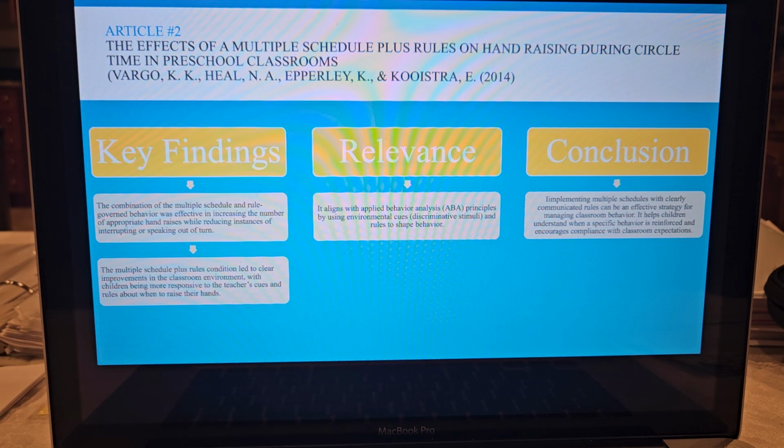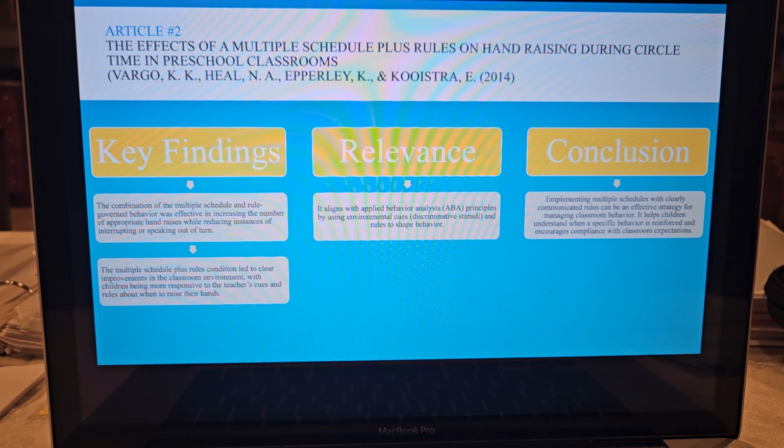The next study, the effects of multiple schedule plus rules on hand raising during circle time in preschool classrooms. This study aimed to increase appropriate hand raising behavior, so by hand raising, waiting to ask for permission, by implementing a multiple schedule with rules in place during circle time. The focus was on distinguishing between when it was appropriate to raise hands and speak, which was the reinforced behavior, and when it was not appropriate, so the non-reinforced behavior.